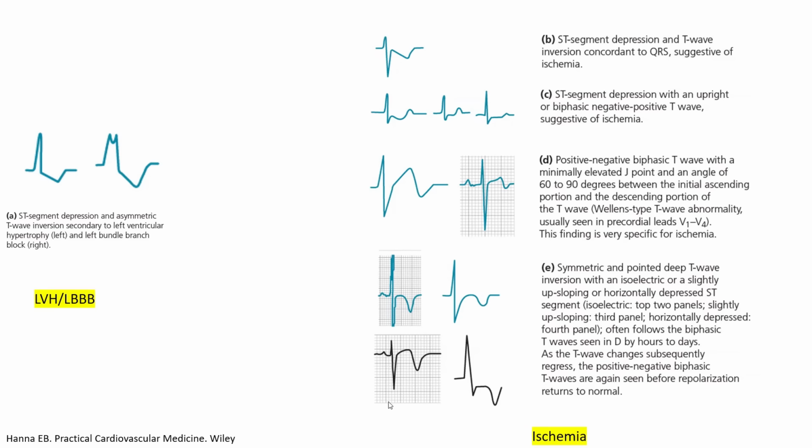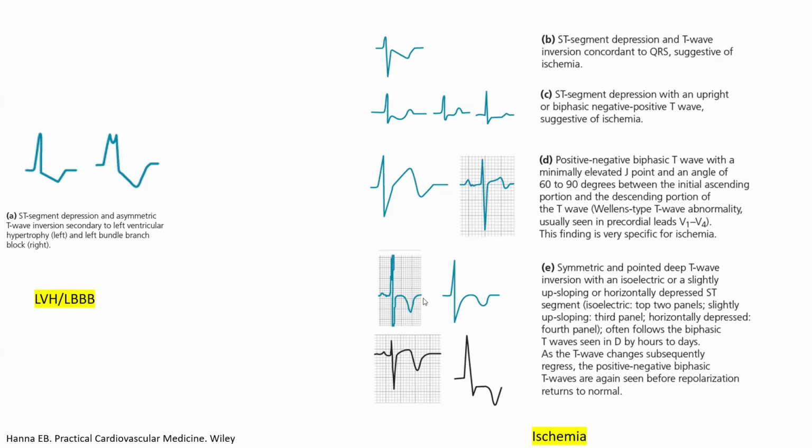This is another form of Wellens, that one that you see here, which is the deep T inversion Wellens, where the T is not biphasic, but even if it's not biphasic, you still have a straight or convex upward ST segment that dives deep 90-degree into a T inversion. This is another form of Wellens, also very concerning for LAD stenosis.